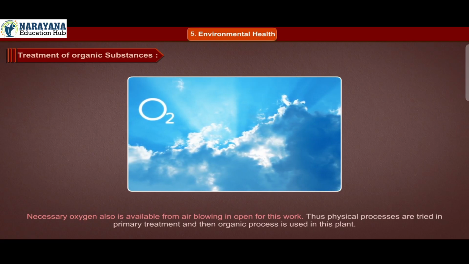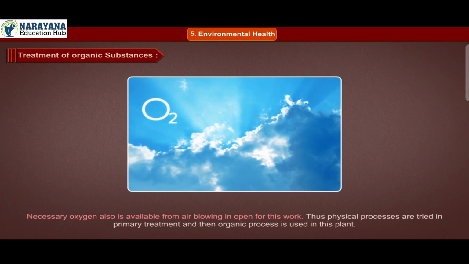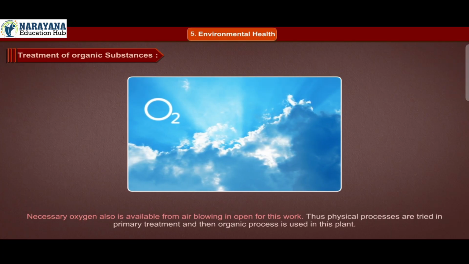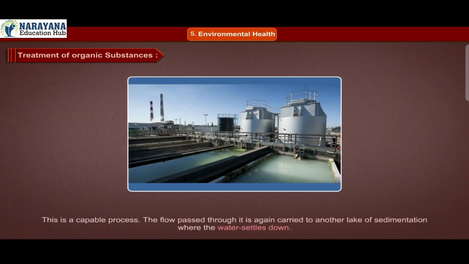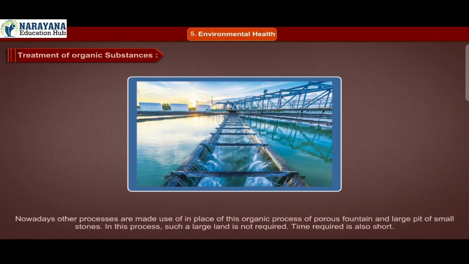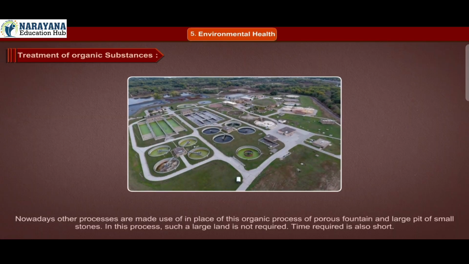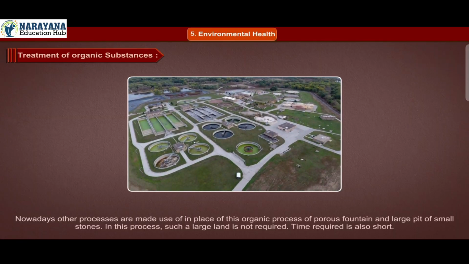Thus, physical processes are tried in primary treatment and then an organic process is used in this plant. This is a capable process. The flow passed through it is again carried to another lake of sedimentation where the water settles down. Nowadays, other processes are made use of in place of this organic process of porous fountain and large pit of small stones. In this process, such a large land is not required. Time required is also short.